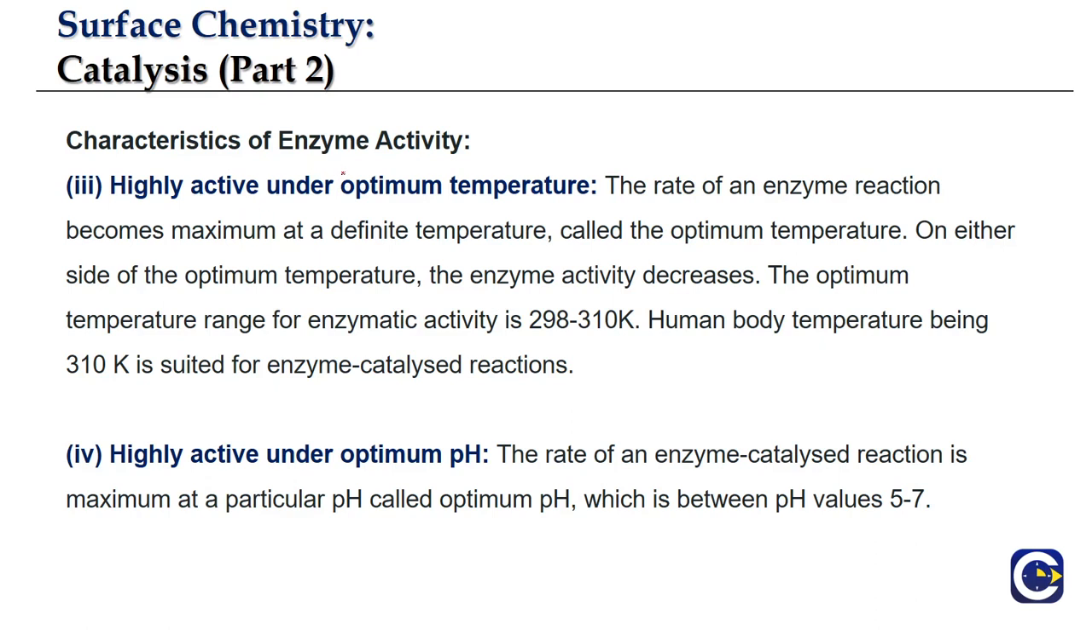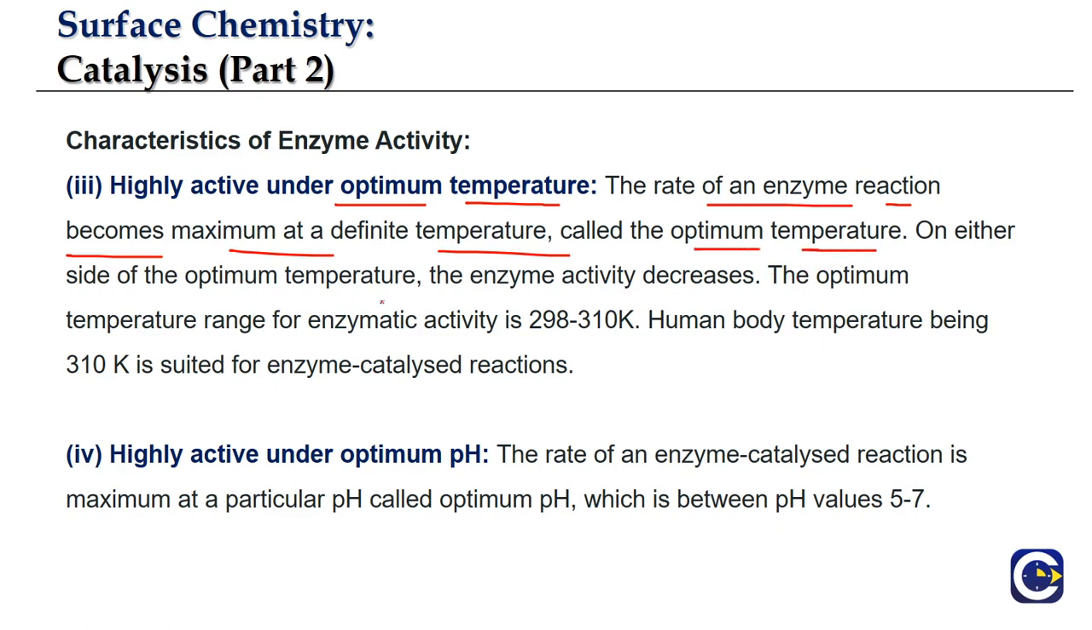The third important characteristic of enzyme activity is that, while for chemical reactions we talk about optimal conditions for getting a high yield, in terms of high return of product, the enzyme activity for a biochemical reaction will happen to a large extent under optimum conditions of temperature. The rate of enzyme reaction will become maximum at a given, definite temperature, and this is what we usually call the optimum temperature.